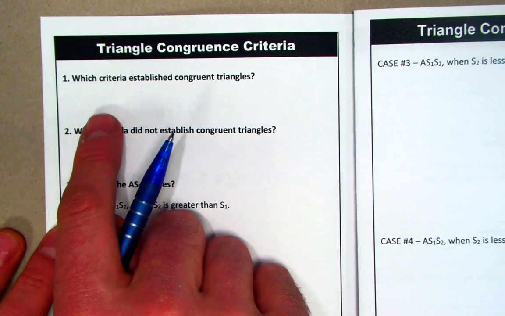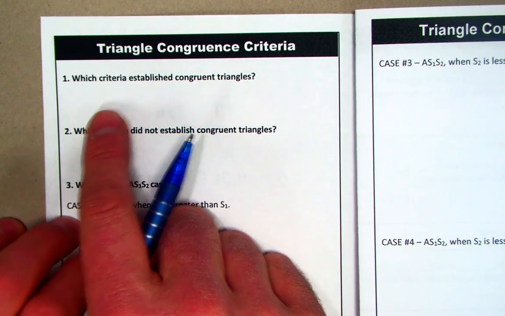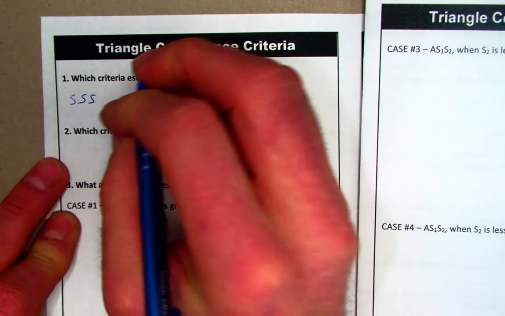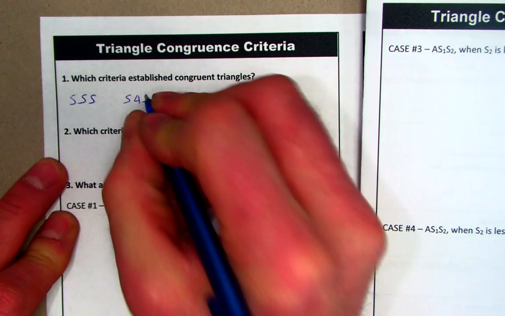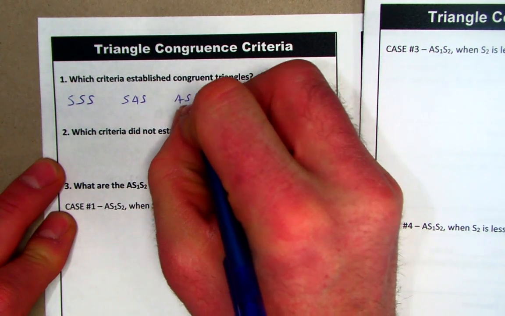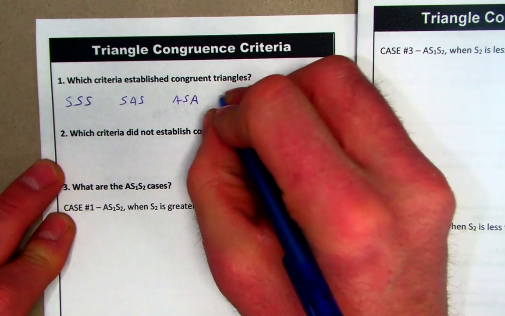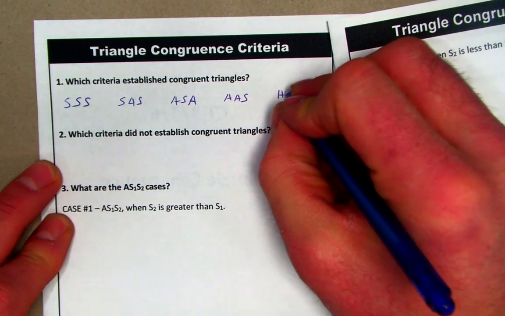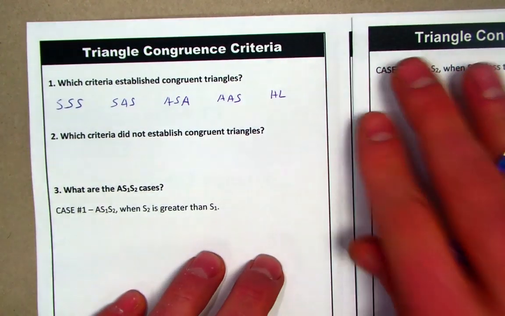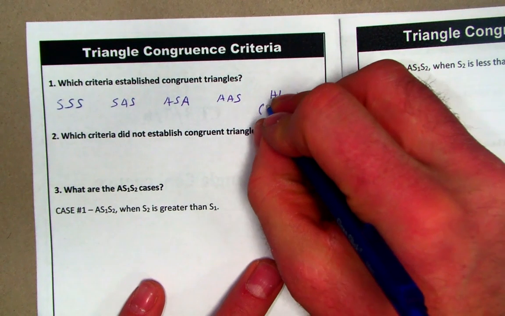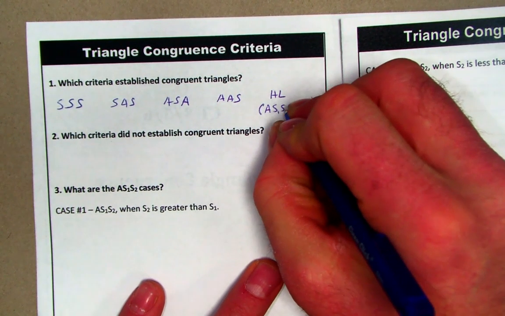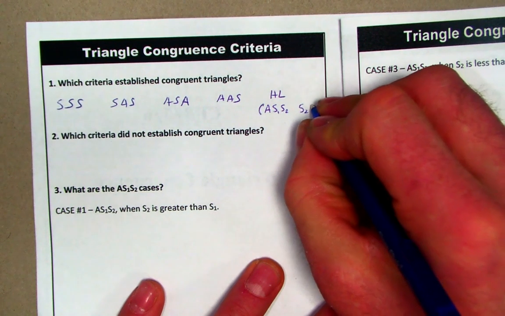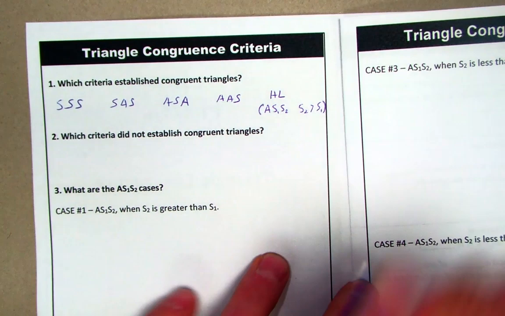Like one, which criteria have been established to prove that two triangles are congruent? We can say side, side, side. Side, angle, side. Angle, side, angle. Angle, angle, side. And then the last one is hypotenuse leg. And we're saying that hypotenuse leg is angle side side, given that side 2 is greater than side 1.